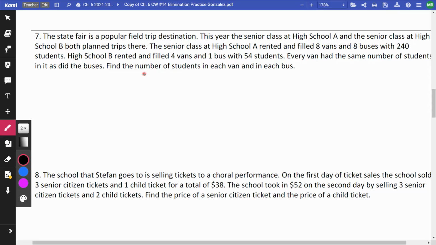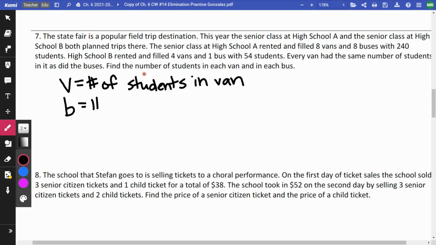So I am going to let V equal the number of students in a van. And I'm going to let B equal the number of students in a bus.